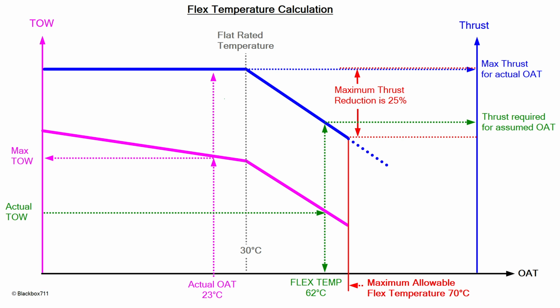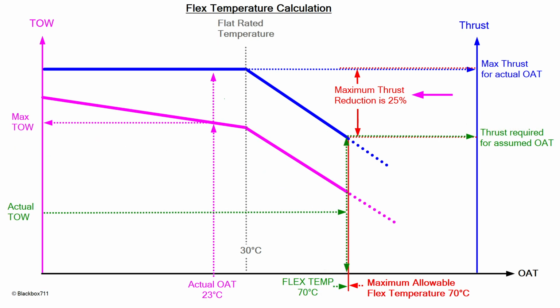Something very important to mention is the fact that the thrust reduction is limited. In most cases, it is limited to 25% of the maximum thrust value. And so you can imagine that flex temperature or assumed temperature is engine type related. And in this example here, you can see that the actual takeoff weight is so low that you could theoretically flex even more. However, again, because you are then reducing by more than 25% from the maximum thrust value, this is not allowed. I'd like to do one more example.